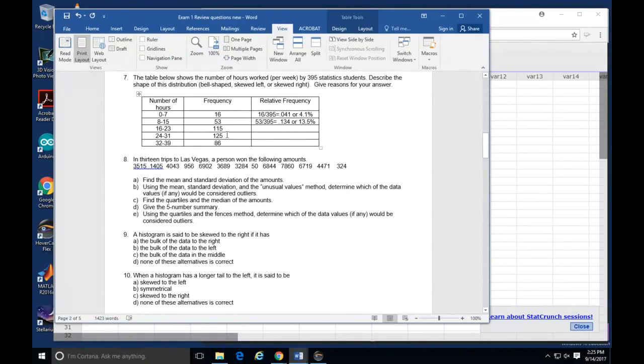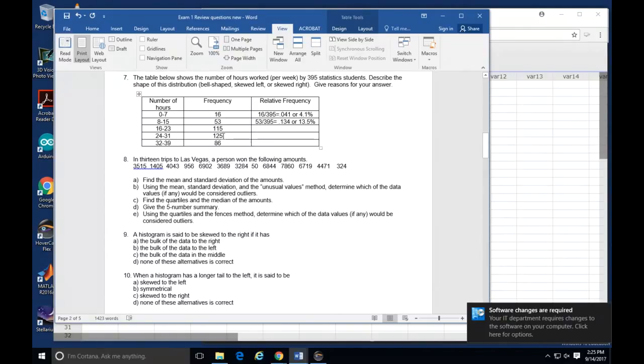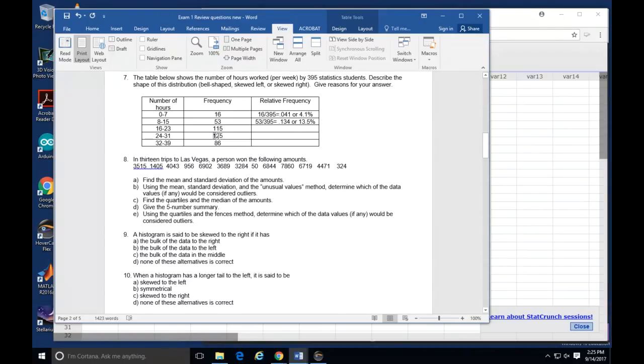So looking at this one, our highest frequency class is not the one in the middle, it's this one from 24 to 31. So that's telling us that we would have more of our data on the right end of our distribution. So if we drew this out on a number line, this would be more towards the right end because these are the bigger class values. So since we have more of our data on the right end and we have some lower numbers on the left end of this, that would mean that this would be skewed to the left.